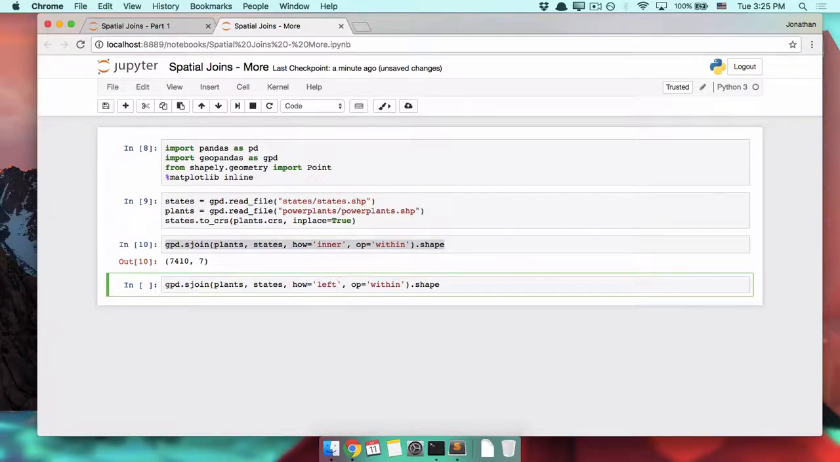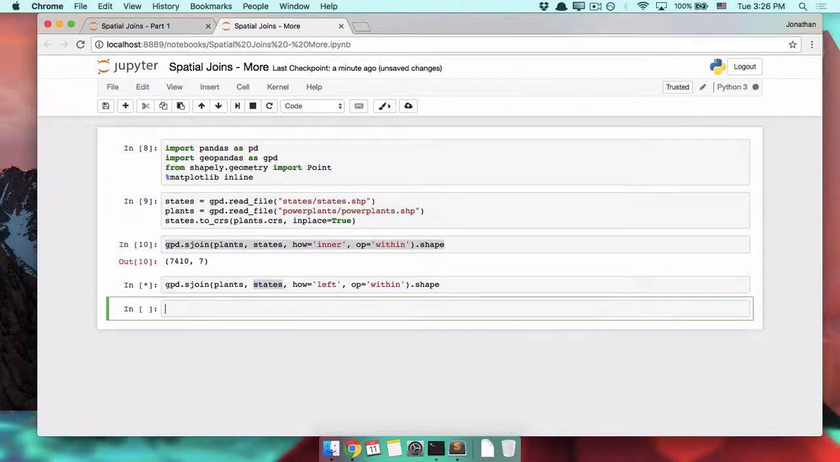The other alternative, when you use how, is called left. There's also right, but we're not going to talk about that. With a left join, when you're joining two data sets, you still keep the rows from the left-hand side, even if it isn't a match. So power plants is on the left here. If a power plant isn't inside of a state, we're still going to keep it. We're not going to get rid of it. It's fine.